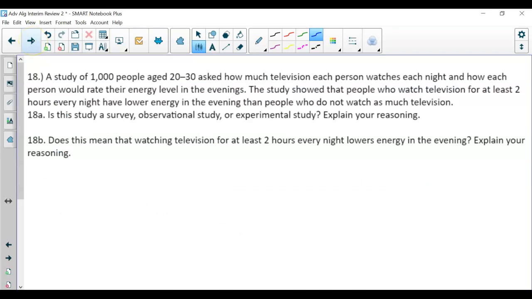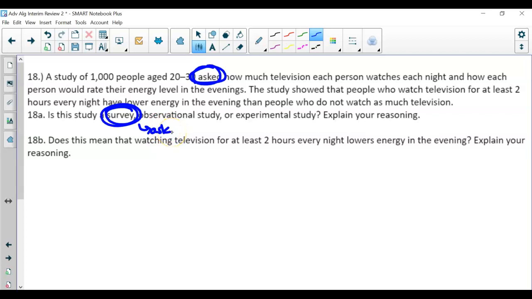Then here, a study was given, but you had to identify if it was a survey, observation, or experimental study. There was a study of 1,000 people aged 20 to 30. All they had to do was they were asked how much television each person watches, and how much energy the person would rate themselves. Then the study showed these results, at least 2 hours every night. But in the end, what did we do with the people? All we did was just ask them. So this is only a survey because all we did was ask these participants.